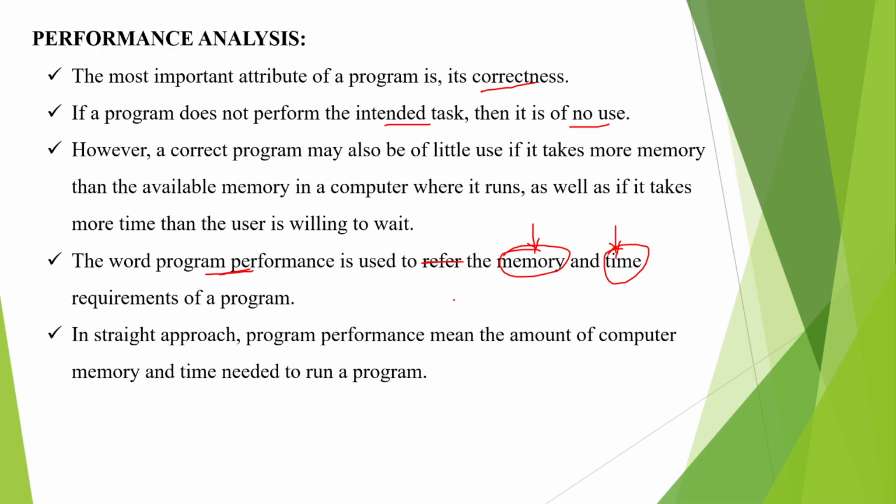Program performance means the amount of computer memory and the time needed to run a program. The last statement tells that straight away. Whenever we say program performance, it means the amount of memory the computer program is consuming and the amount of time it is taking to execute.